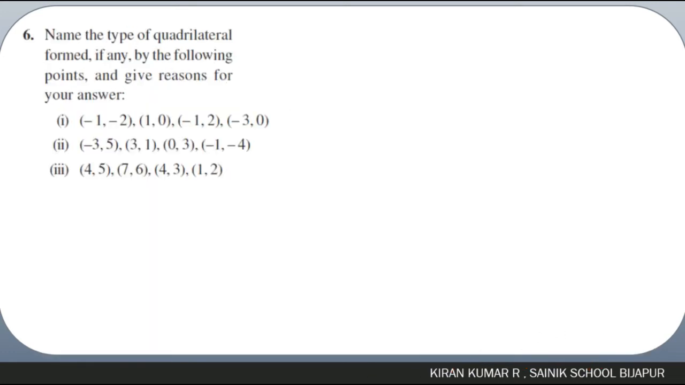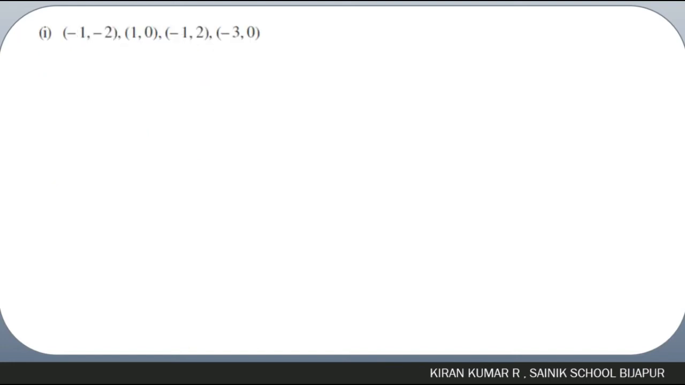Question number 6. Name the type of quadrilateral formed, if any, by the following points. Give reason for your answer. There are 3 sub questions here. Let us take one by one. For each of the cases, I would like to take the points as A, B, C, D, so that it becomes easy for calculation. I'll take this as A, this as B, this as C, and this as D.